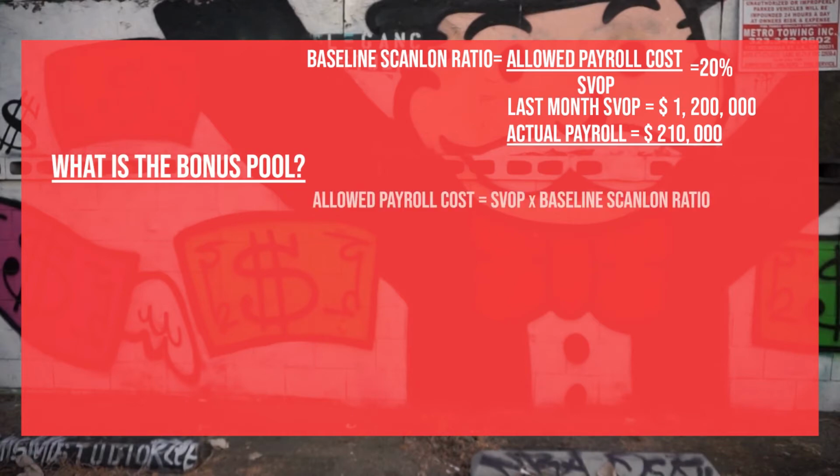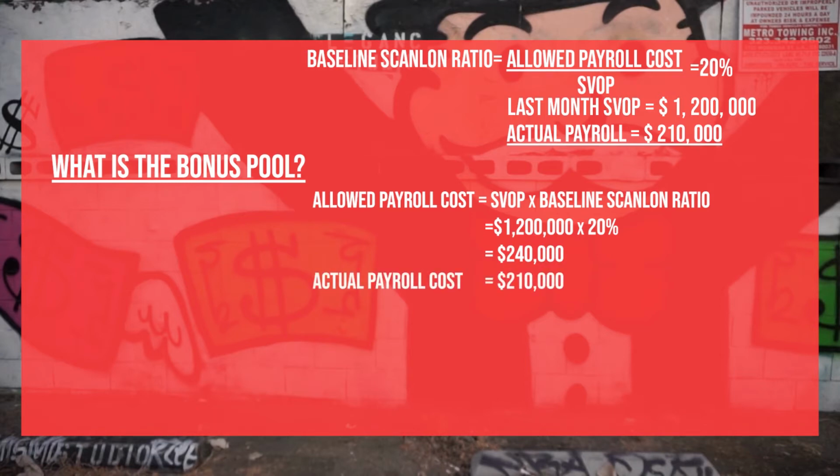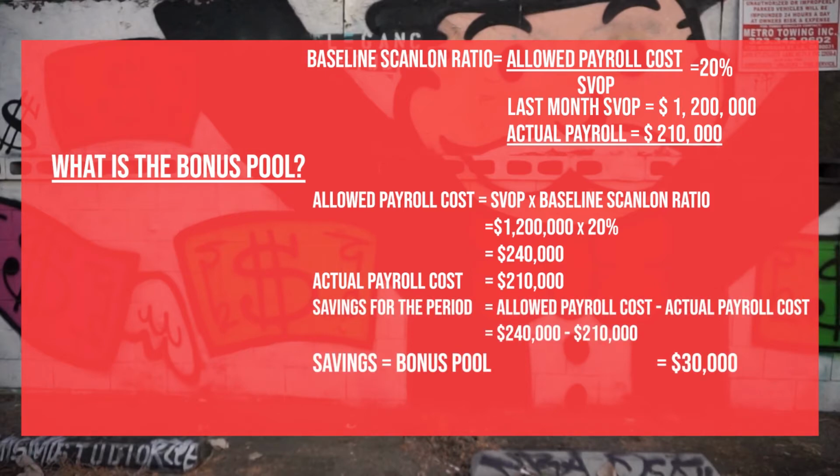So first of all, we have to calculate the allowed payroll cost, which is the total sales value of production times the Scanlon ratio, and that is $1.2 million times 20%, which equals $240,000. That number is used to compare with the actual payroll cost, which was $210,000. The difference, $30,000, will be our bonus pool.